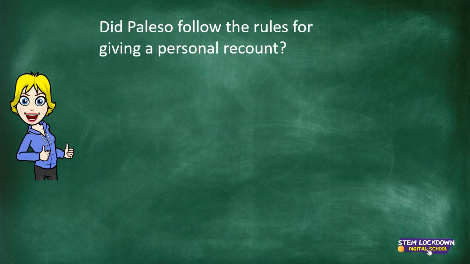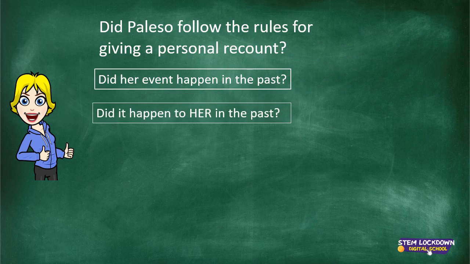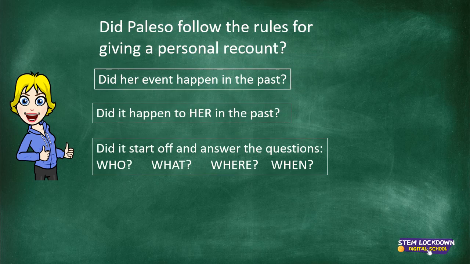What do you think? Did Pelisa follow the rules for giving a personal recount? Did her event happen in the past? Yes, it happened last week. Did it happen to her in the past? Yes, she told about an event that happened to her personally last week. Did it start off and answer the question who, what, where and when? Yes, because Pelisa said, "I'll tell you about something that happened to me last week when I was walking to school. I played a plant game." It answered all those questions.